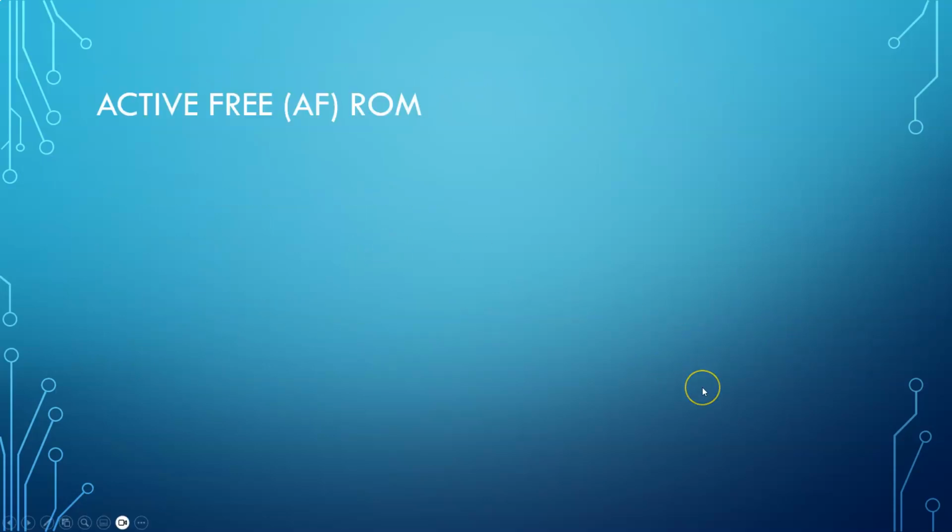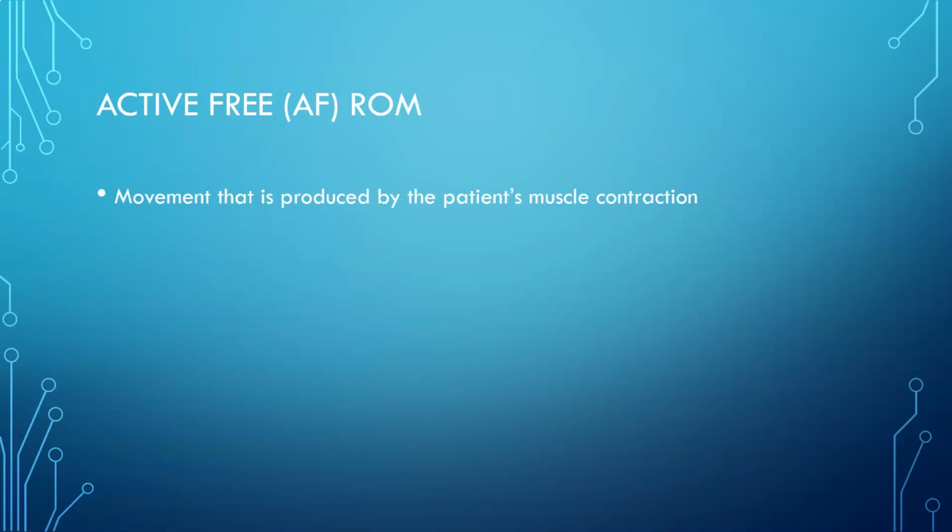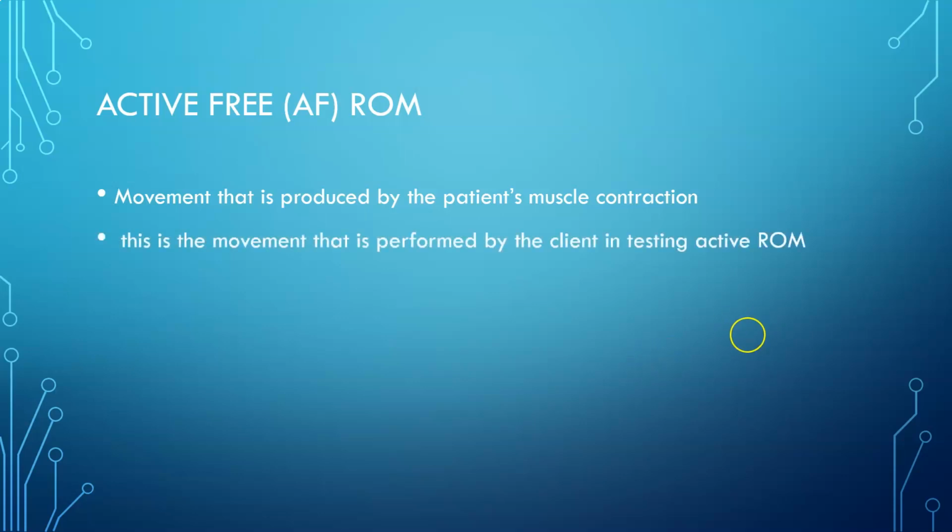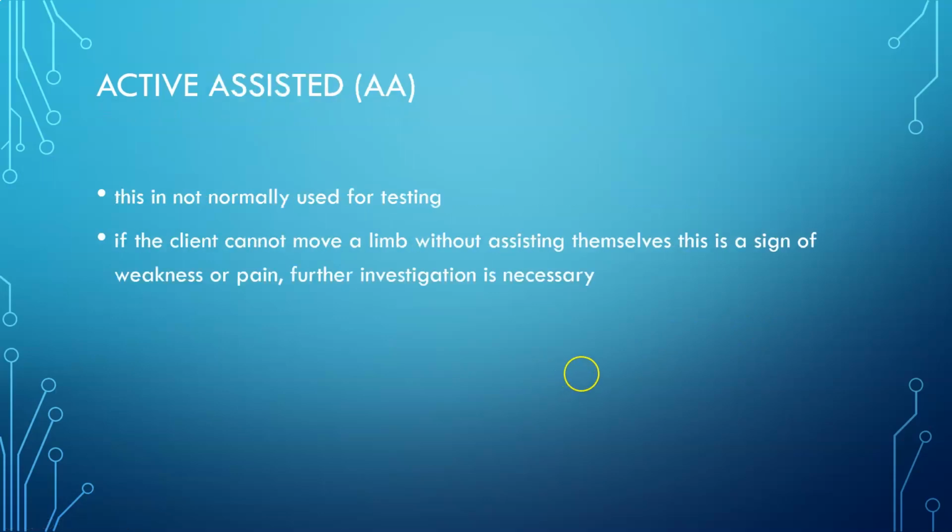So when we look at the types of range of motion, we have a couple of them. The first is called active free range of motion, active free. These are the movements that are produced by the patient's muscle contraction. So you kind of started on that road now by doing active range of motion. So this is when you ask your patient to do particular movements at a joint. So it's produced by the patient's muscle contraction. Therefore, it is the movement that is performed by the client when we're testing active range of motion.